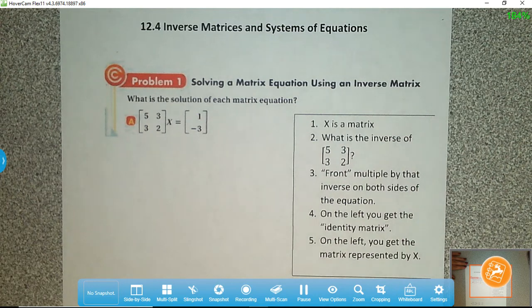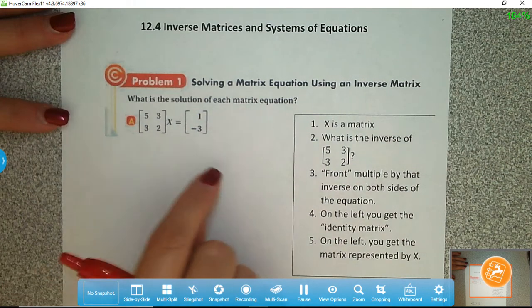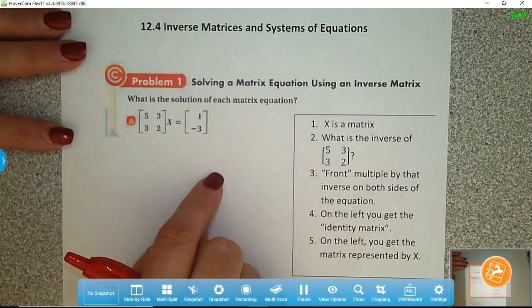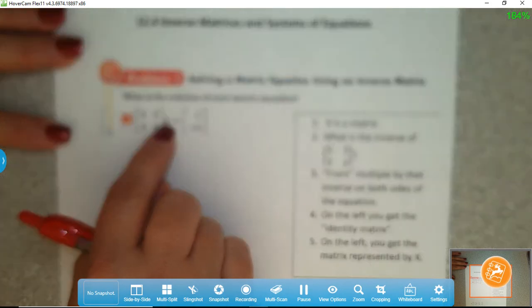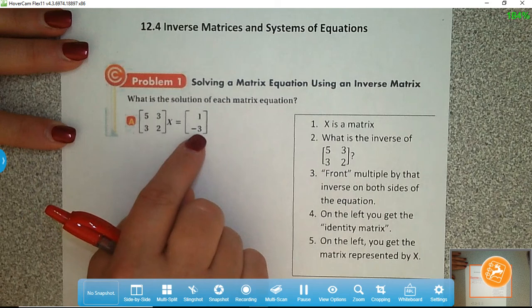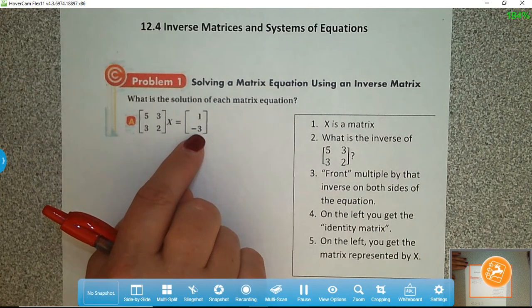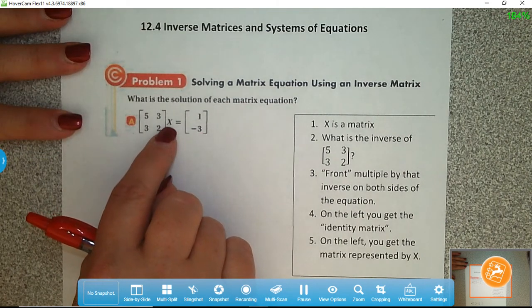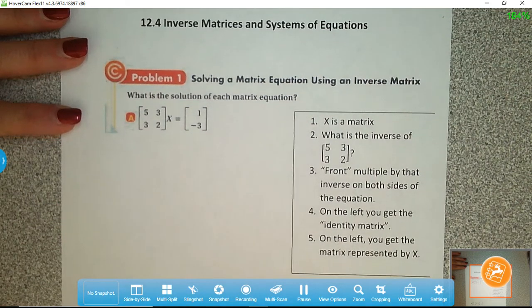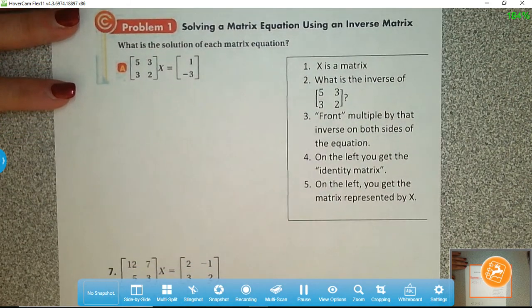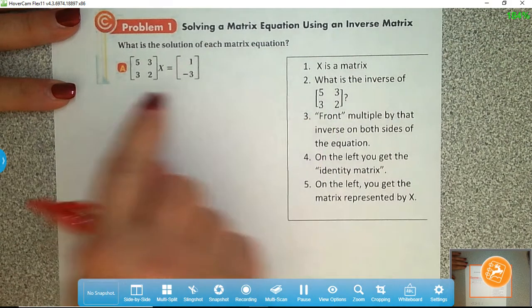So, for our first problem, I want to know what is the solution of the matrix equation. So I have a matrix times x equals another matrix. What I know first is that this must be a matrix. Okay? A matrix times a matrix will give me a matrix. Next, I need to find the inverse of this matrix.